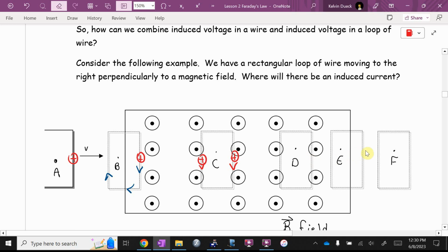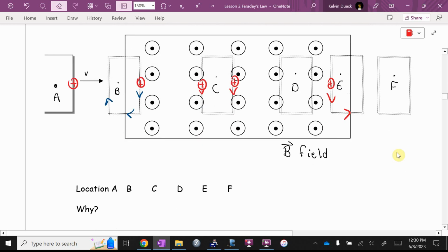But in situation E, when part of the coil is out, now this is no longer going to be affected, but this proton will be affected, and now you're going to get a current flowing in that way. In situation A and situation F, no current because they're not in the magnetic field. So where will there be an induced current? Right there and right there.